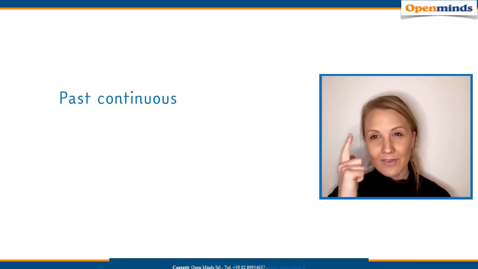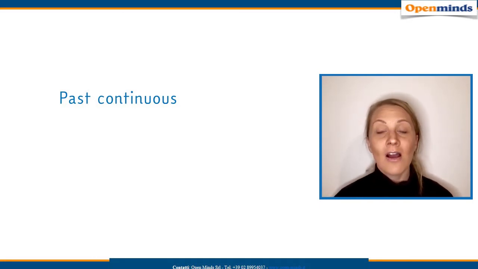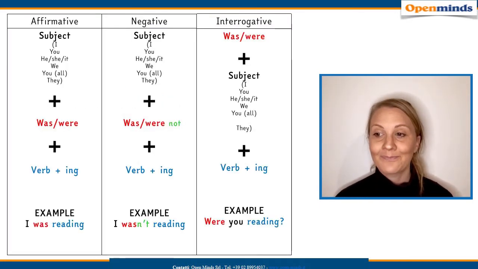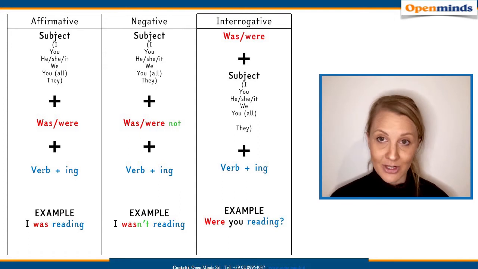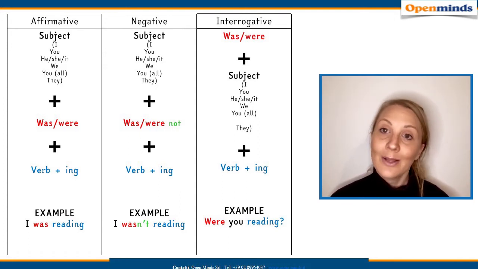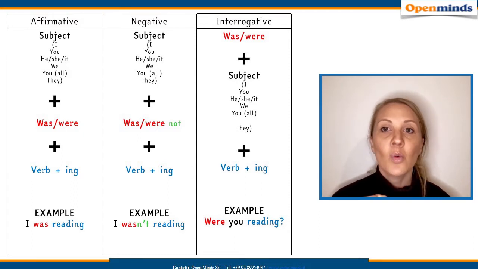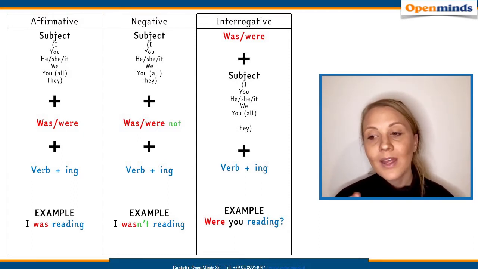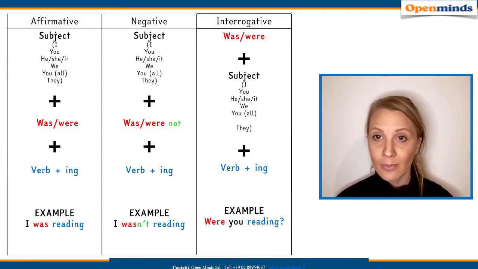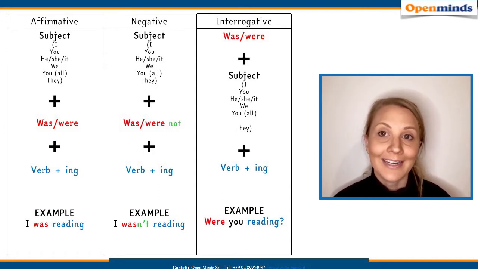First, let's have a look at the structure of the past continuous. Now, affirmative, past continuous affirmative. The first thing we have is the subject. Then we have the verb to be in the past simple form, so was or were. Then we have the verb plus ing. For example, I was reading.